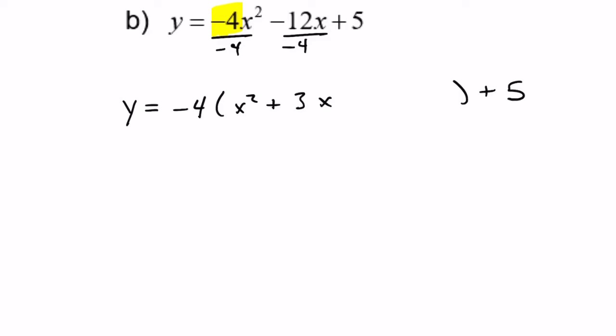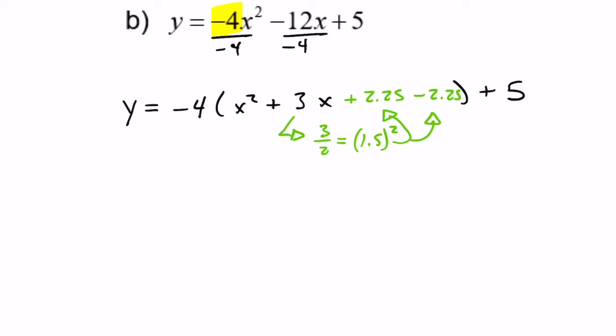Now I'm going to complete the square to make this a perfect square trinomial. 3 isn't the nicest number, but no matter what, the process is always the same. I'm going to go 3 divided by 2 is 1.5, and then I'm going to square that, and I'm going to add it and subtract it inside the brackets. So 1.5 squared is 2.25, so I'm going to go plus 2.25 and minus 2.25 inside the brackets.